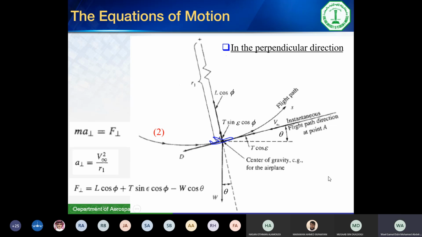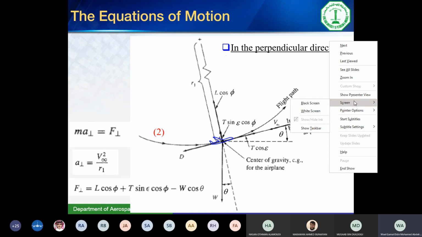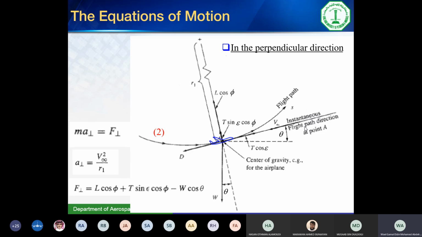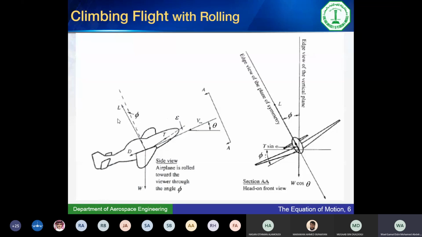Now, for the third equation, we have written only two, which is typically what you have written in your dynamics courses, but we have a third one now, because the aircraft might be climbing, but also turning to the right and left, just like what we have seen in here. Might be tipping. So I want to write the equation in the lateral direction as well.